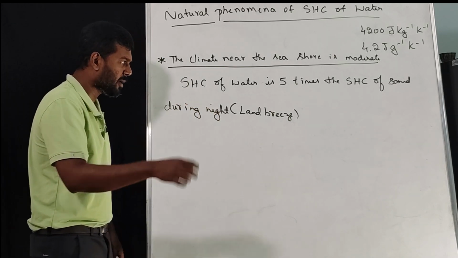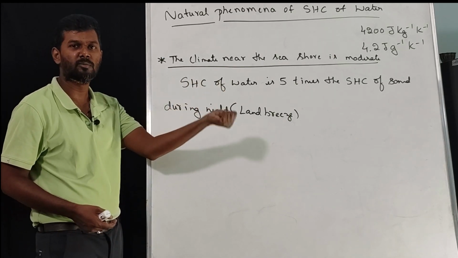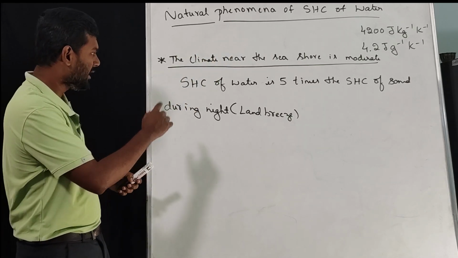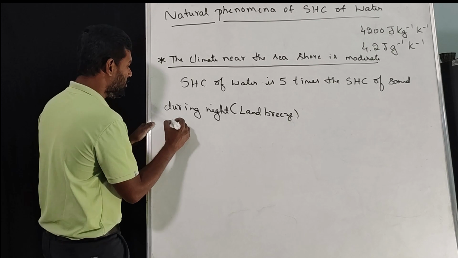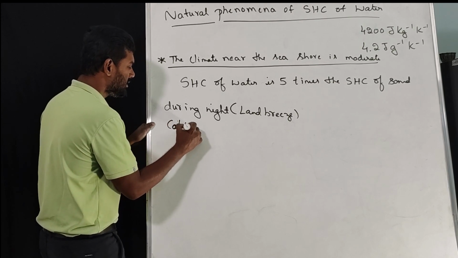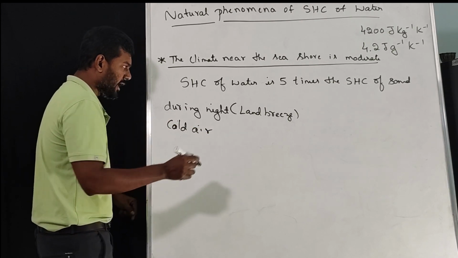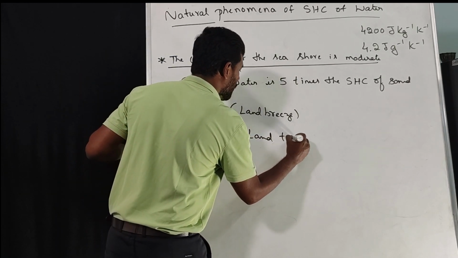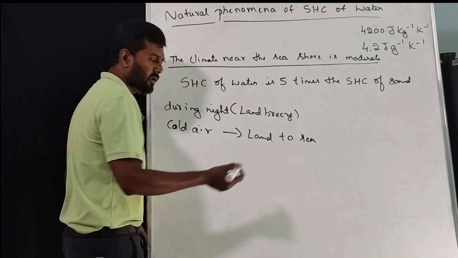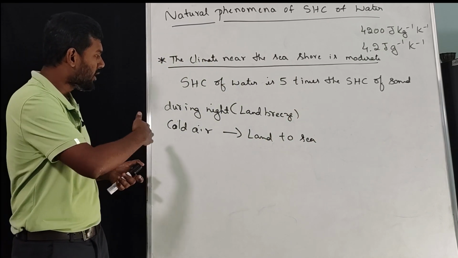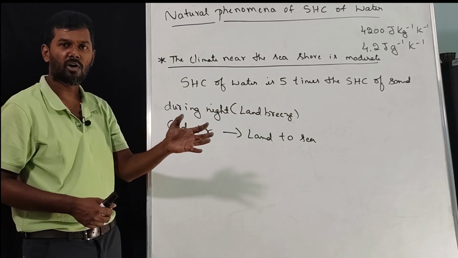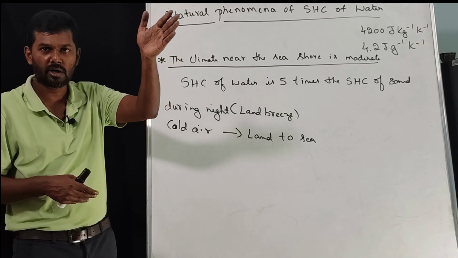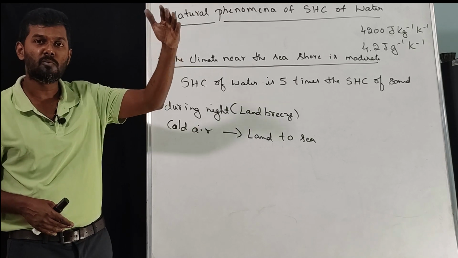So during the night, what happens? Land breeze. What do you mean by land breeze? The air flows from land to seawater. This is not just some air, this is cold air. So the cold air moves from land to sea. What happens when the cold air moves from land to sea? The temperature of the seawater will keep on reducing during the complete night.